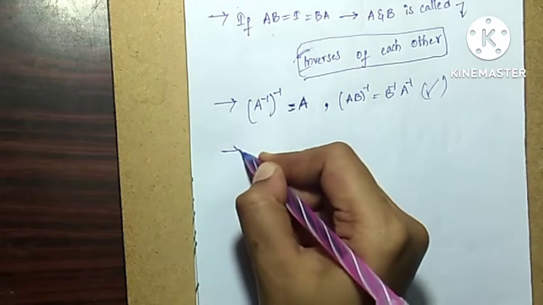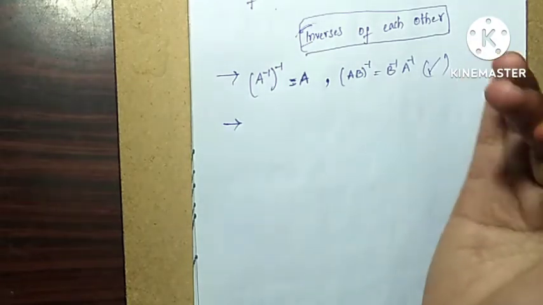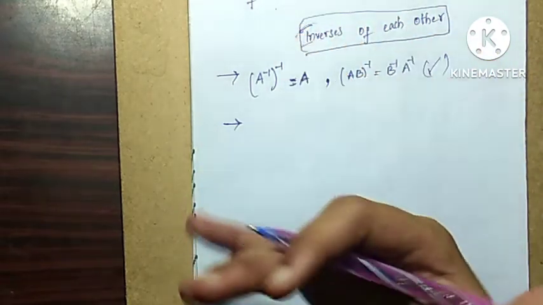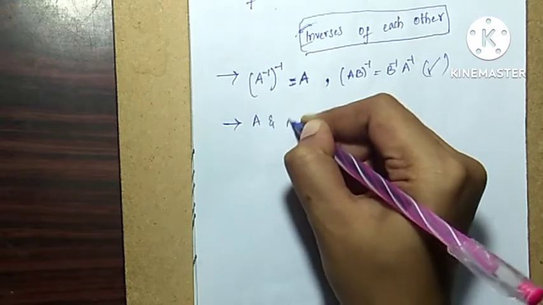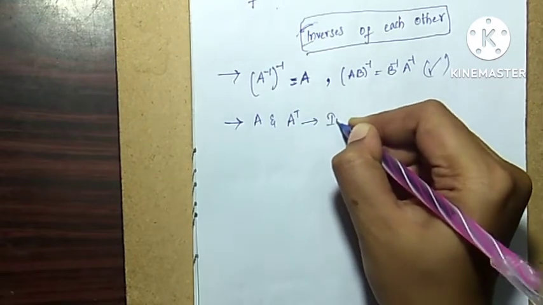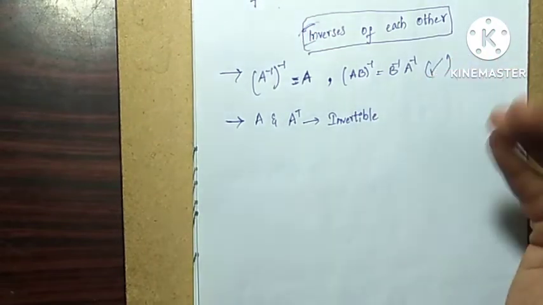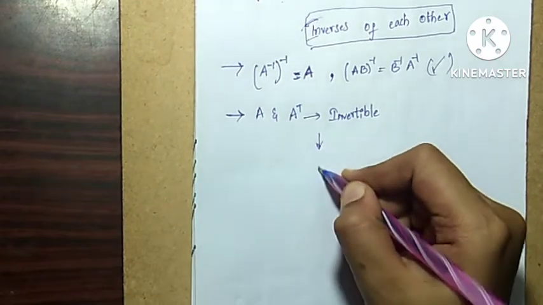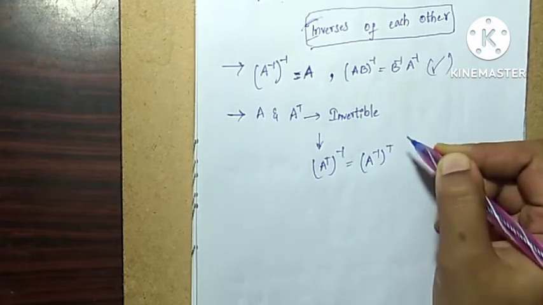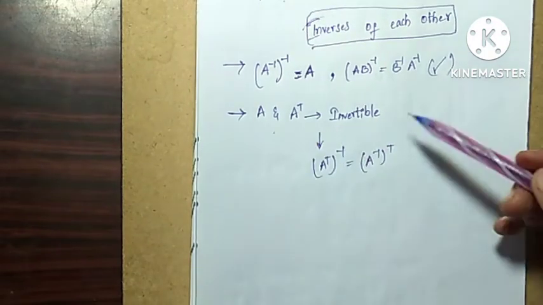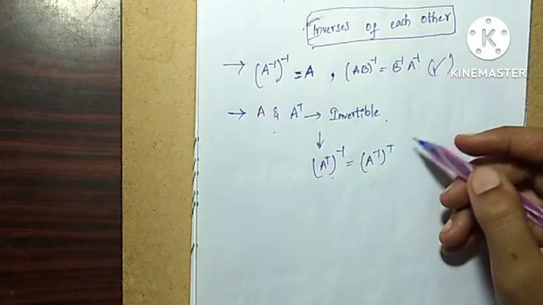Our next formula is: if A and A transpose are invertible, then A transpose whole inverse is equal to A inverse whole transpose. If A and A transpose are invertible, then the condition is A transpose whole inverse is equal to A inverse whole transpose.